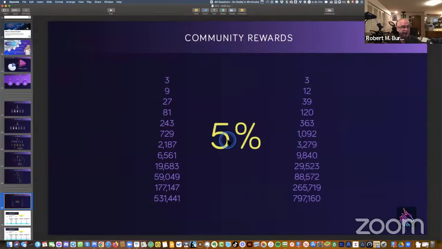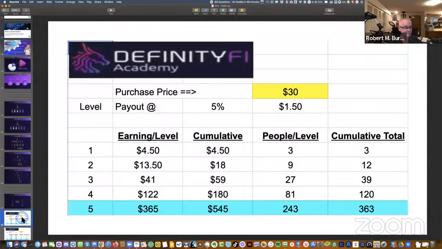Here's what I do know. You get 5% on all of them. If you've enrolled 5 people yourself, whatever you build here, you're going to get 5% of their sales. Wow, is that a big number? Let me show you how big, okay?